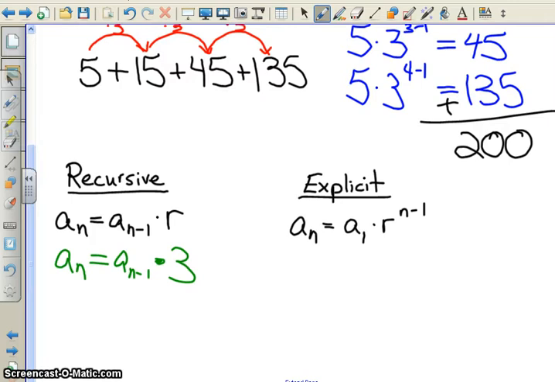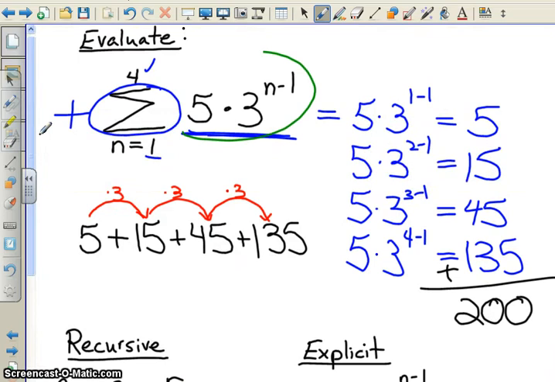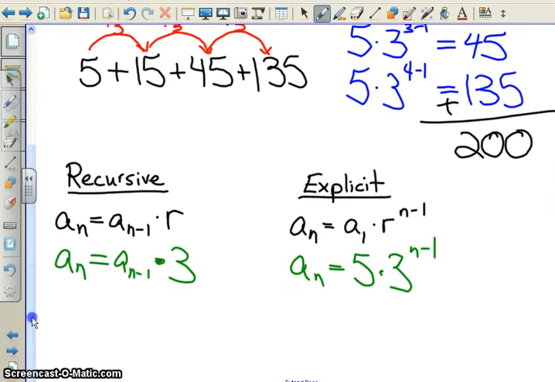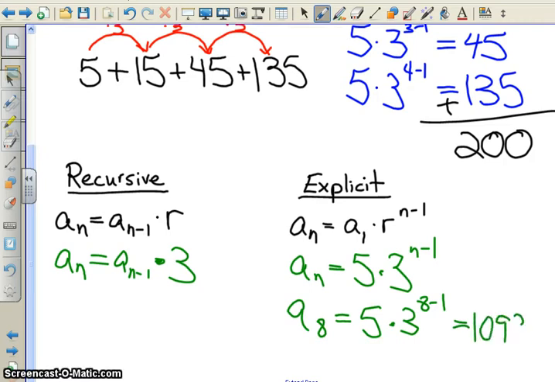The explicit definition, the one that's more helpful for us, is a sub n equals the first term, which was 5, times r, which was 3, to the n minus 1. And you should notice that this 5 times 3 to the n minus 1 is right up here next to our sigma symbol. You always write the explicit definition next to the sigma if you want to find the sum of a sequence. So if I wanted to know the 8th term of this sequence without having to keep multiplying by 3, I can just plug in 8 for n. So I'll do 3 to the 7th times 5, which is 10,935. And that would be the 8th term in our sequence.